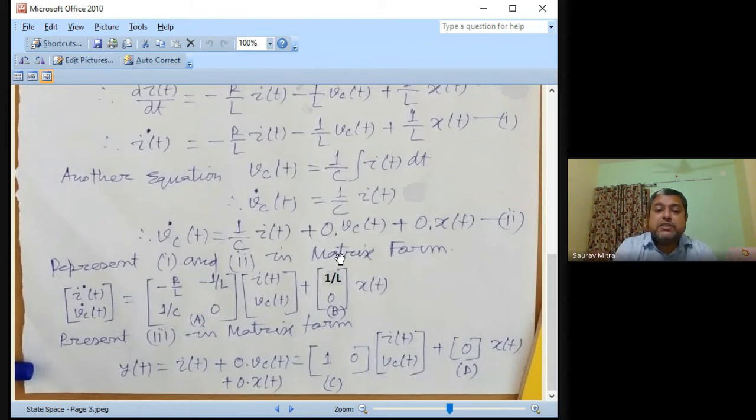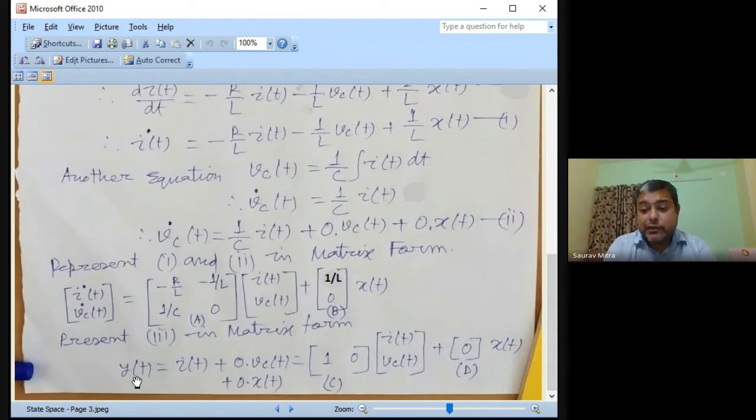Whatever the coefficient of it in the i dot t equation, it comes in the first row, first column. Whatever the coefficient of vct, that comes in the first row, second column. In the second equation, the coefficient of it, the first state variable, is 1 by C. That 1 by C comes in the first column, but in the second row. And whatever the coefficient of vct in the vc dot t equation, that comes as the second row, second column element, as 0. So this is called the state variable representation for the given system, if it and vct are taken as the state variables. And at the same time, you can write down the equation of yt.